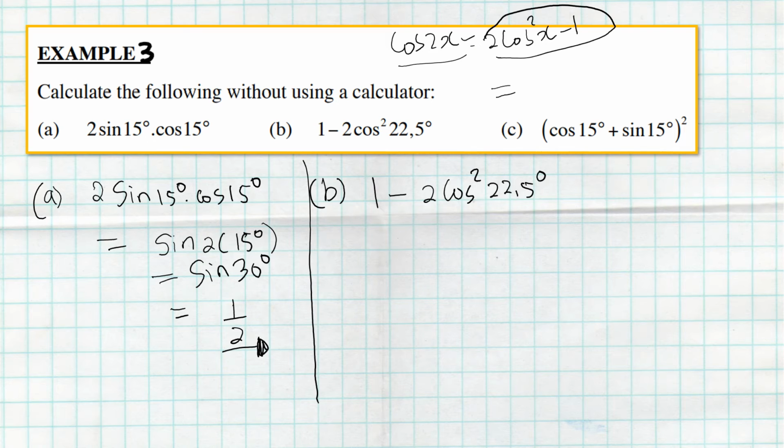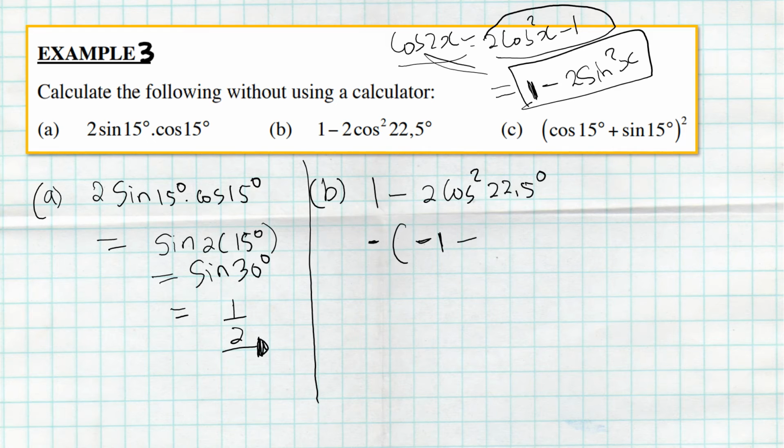The only one that starts with 1 is for sine. When we change it using sine, 1 minus 2 sine squared x is the only one we can start with 1 here. But with cos here, they're just tricking you. So the first thing you can do is take the negative as a common factor. Then I'll be left with what? Minus 1 plus 2 cos squared 22.5 degrees.